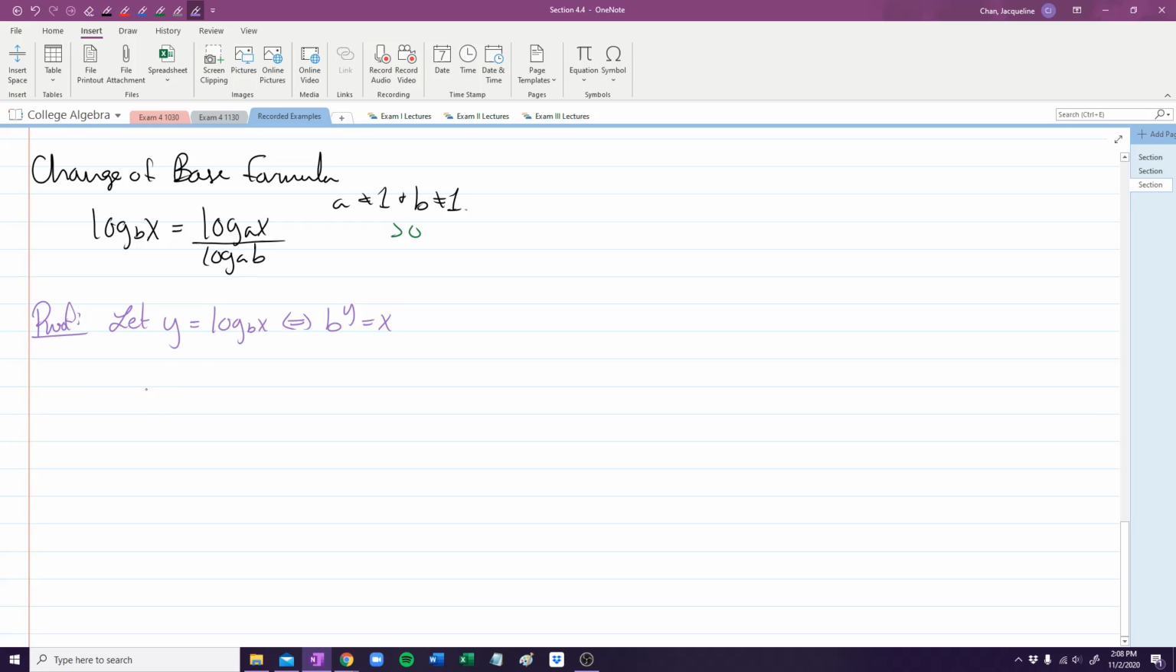So b to the y is equal to x. What I'm going to do now is multiply both sides by log base a. So this becomes log base a of b to the y is equal to log base a of x. These parentheses aren't needed, but the reason I'm putting them is to show you that when you take a logarithm of something, the whole thing becomes an argument.